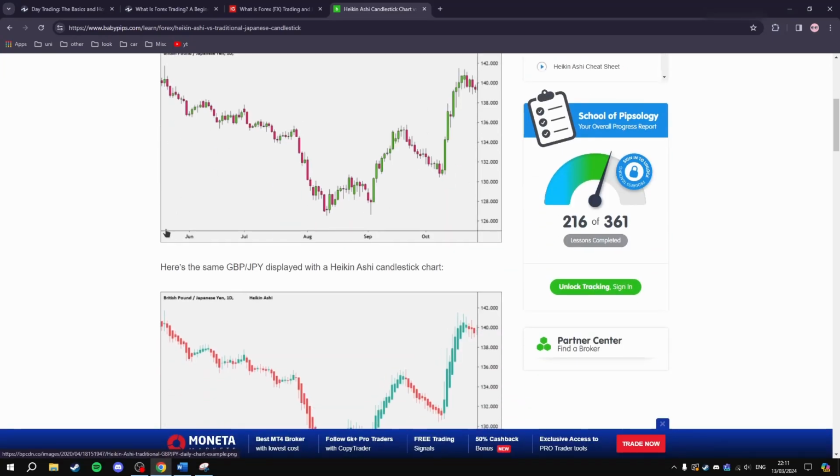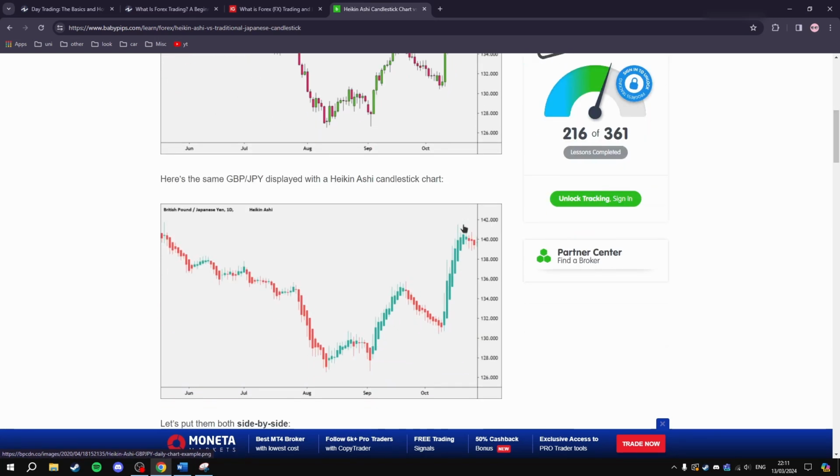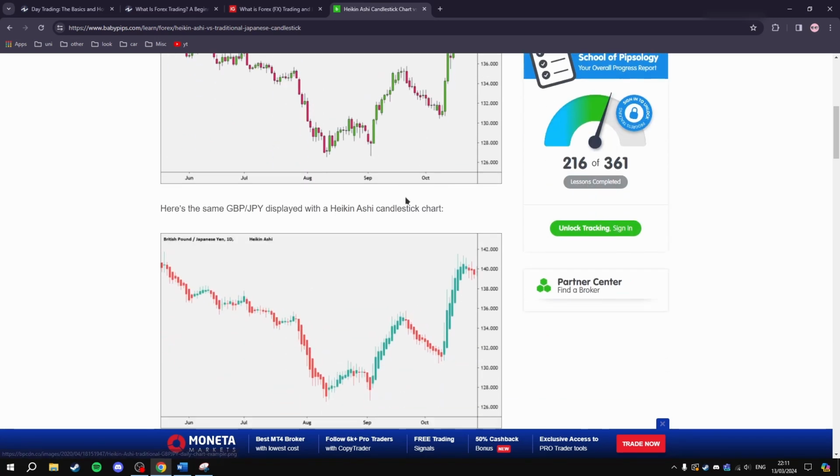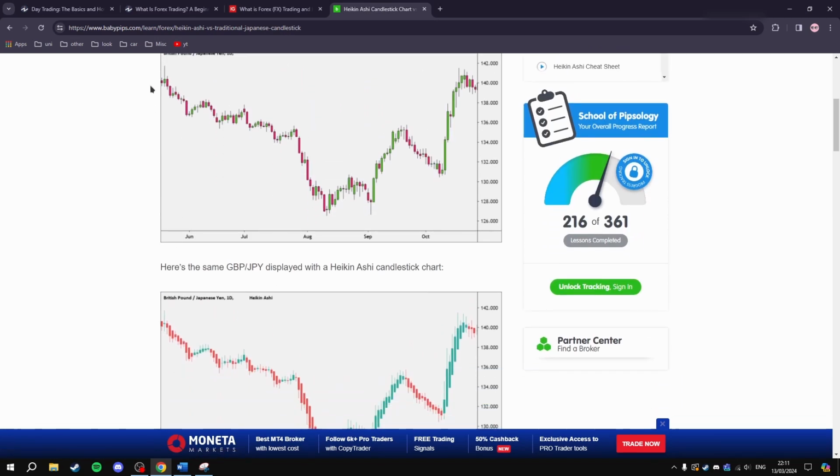Here's the same GBP/JPY displayed with a Heikin Ashi candlestick chart. So in comparison, that bit's all red now. That bit's green. That bit's all red. Green, red, green, red, red. So there's a bit of indecision here, I think. And then we've got a bit of uptrend at that bit there.